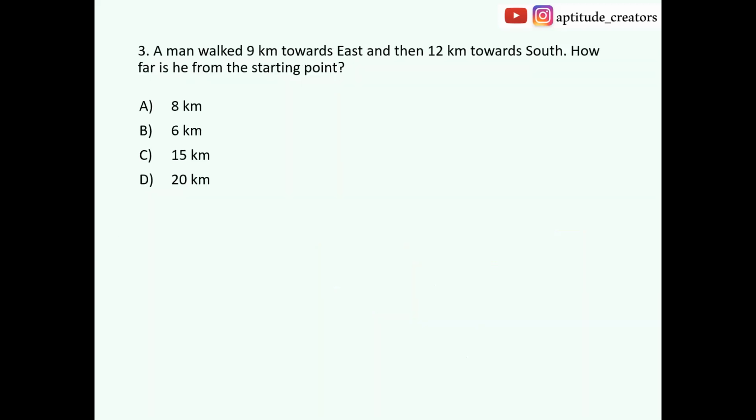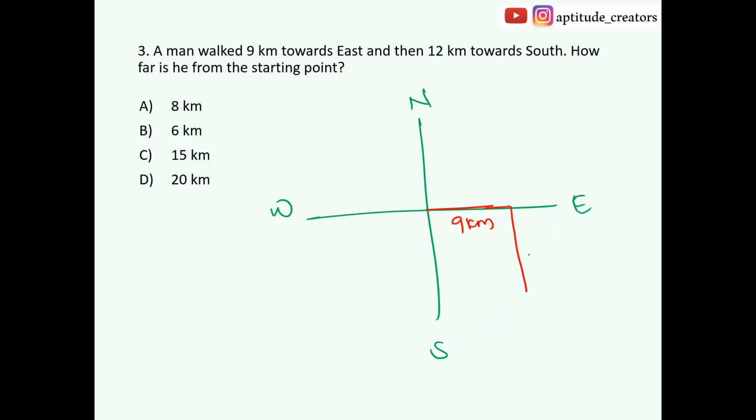Moving forward to next. A man walked 9 kilometers towards east. For understanding purpose, I am drawing everything. Naughty elephant sprinkling water. A man walked 9 kilometers towards east direction. Then 12 kilometers towards south direction.